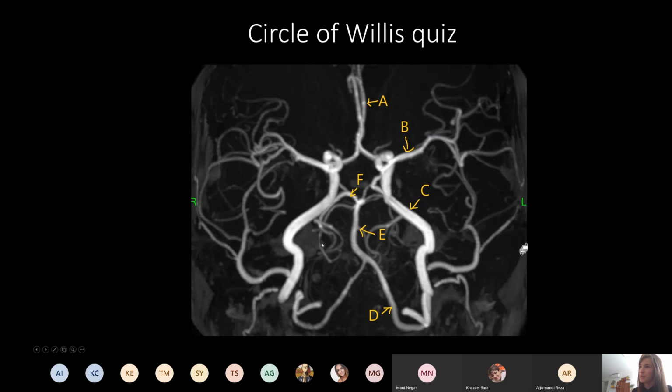Or should I help you a little bit? Okay, I'm gonna help you. So the blood comes in from here. So this is the internal carotid artery, okay? C is the internal carotid. So this is anterior, this is posterior, okay? So what is this? Does anyone know?